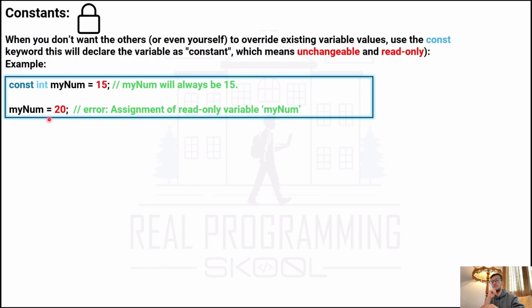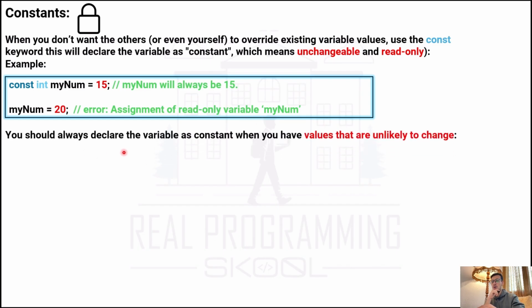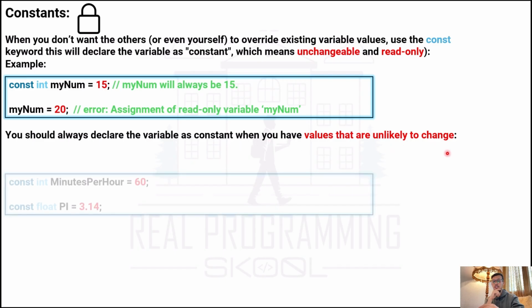But here, if I want to assign my variable a new value, for example from 15 to 20, the compiler will give me an error: assignment of read-only variable num is not going to work, all right? So you should always declare the variable a constant when you have values that are unlikely to change.